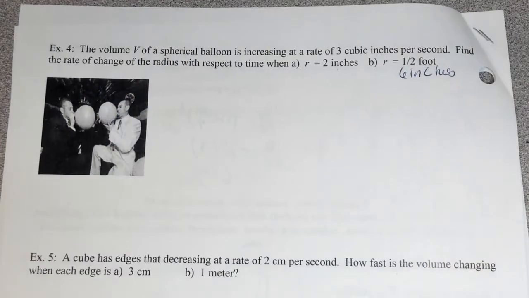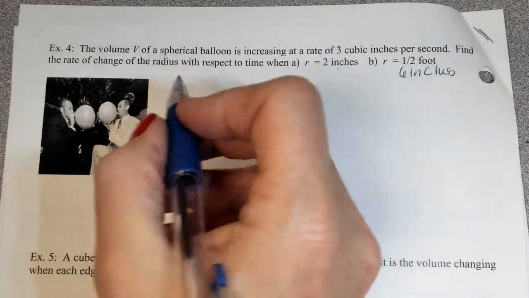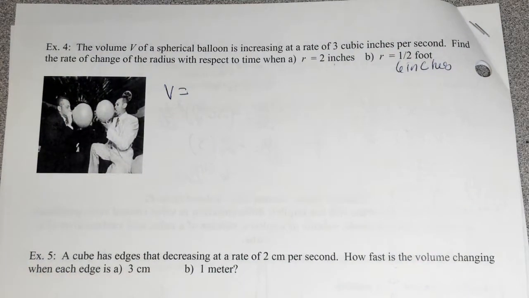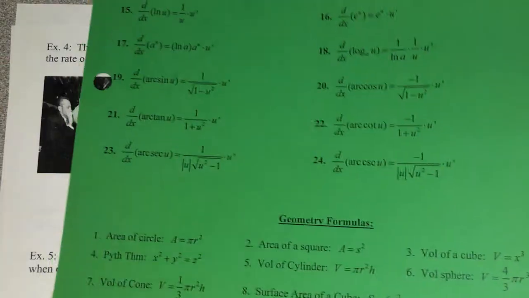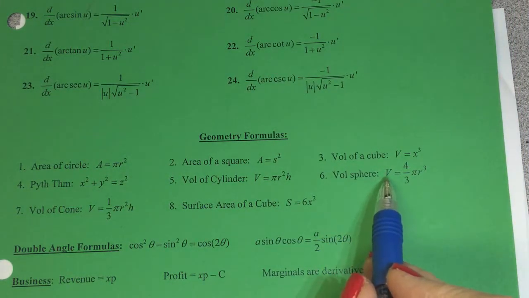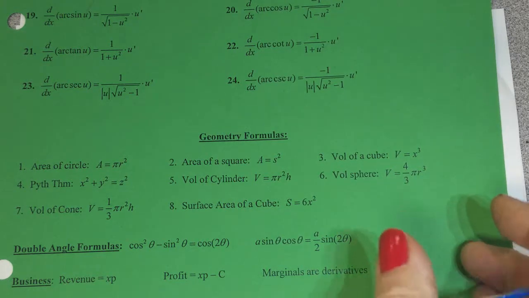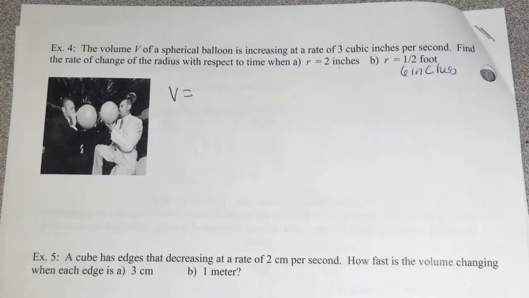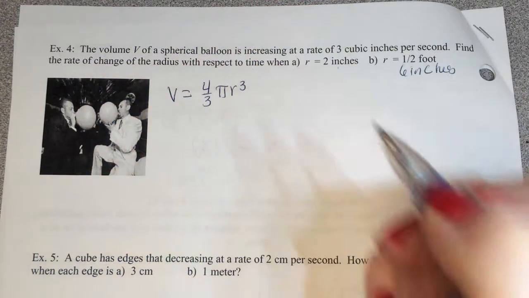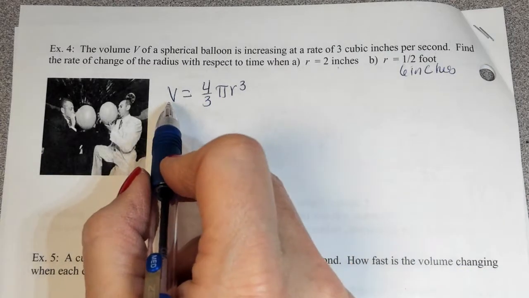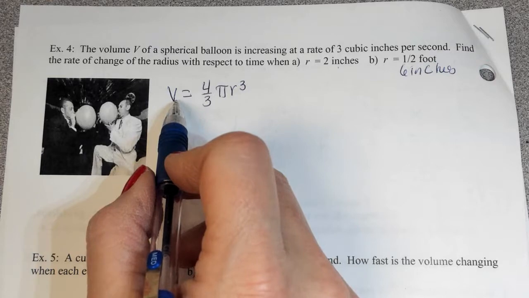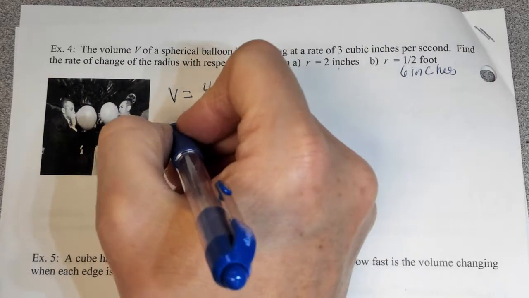So we need to look at our green sheet. If you don't know the formula for the volume of a sphere, do you know it or not? So on your green sheet down here, if you don't know it, volume of a sphere is 4/3 pi r cubed. So we're going to do 4/3 pi r cubed. We're taking the derivative with respect to time. So what's the derivative of volume with respect to time? dV/dt.